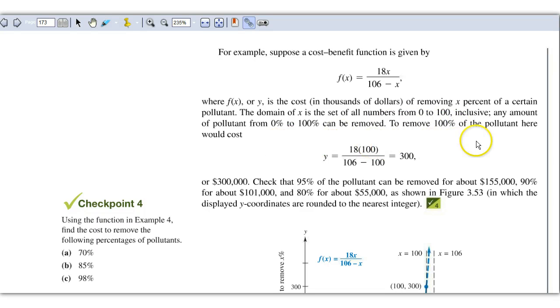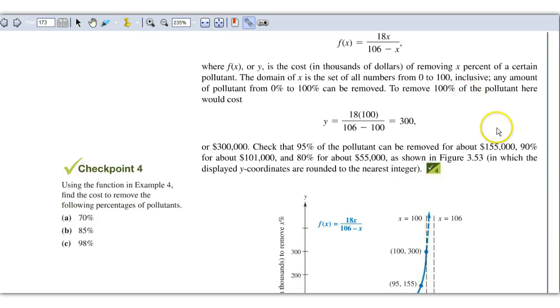So what would be the cost then of removing 100%? Well, we would put 100 where the X is here, and that's of course what they've done. And that would equal 300, which is actually, since this graph is to the thousands, $300,000. Wow.